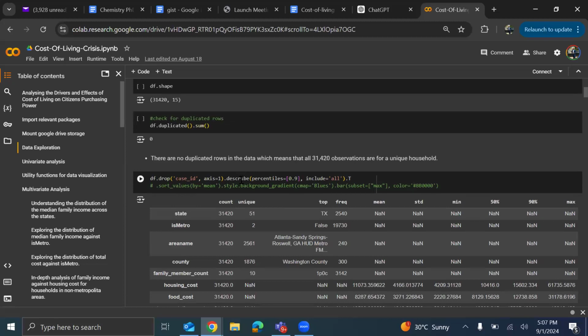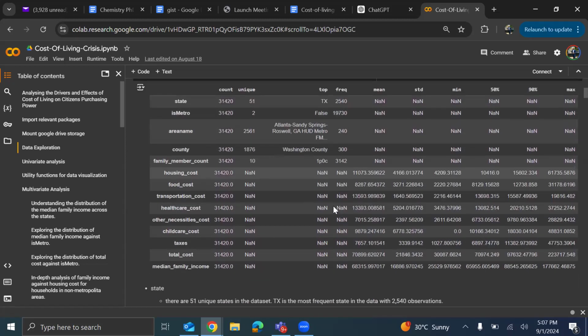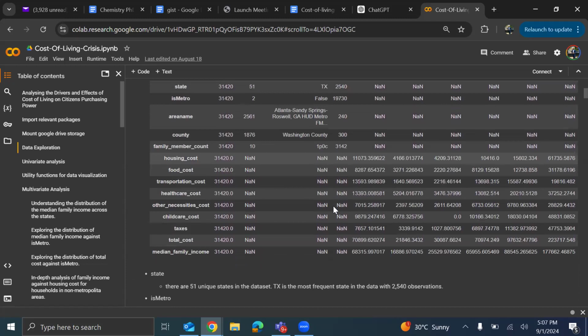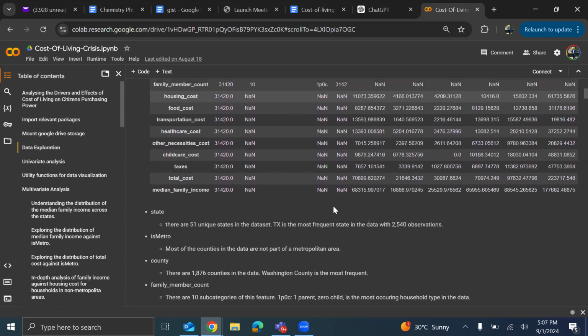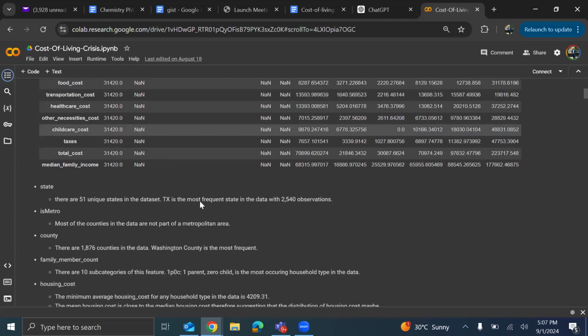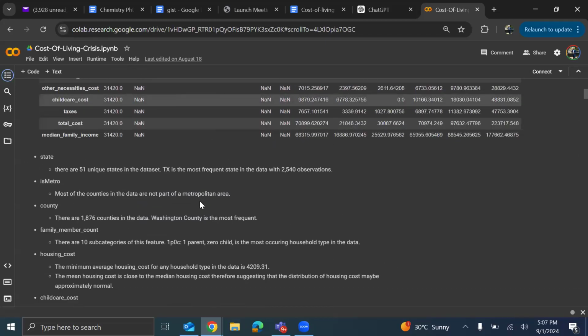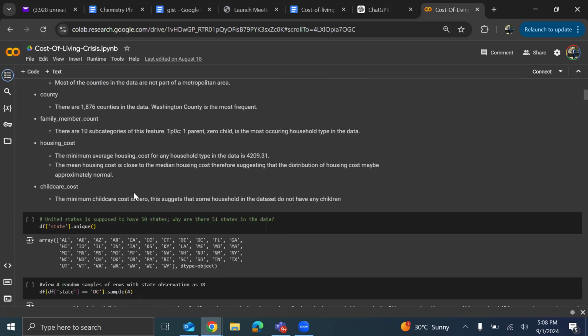Now, what I did here was to do a dot describe of the values of the features. Do you need me to explain all of these? No, I'm saying that already. The describe shows the summary for all the different features: the median and the mean. So that's the statistical summary I did.